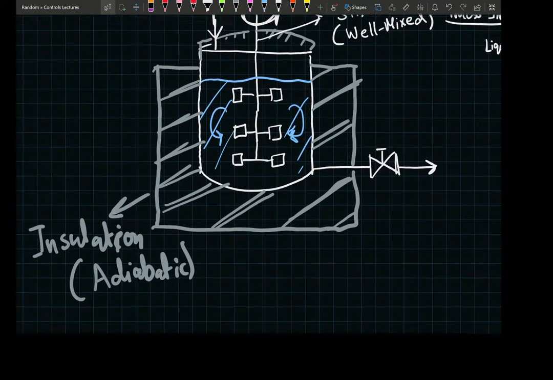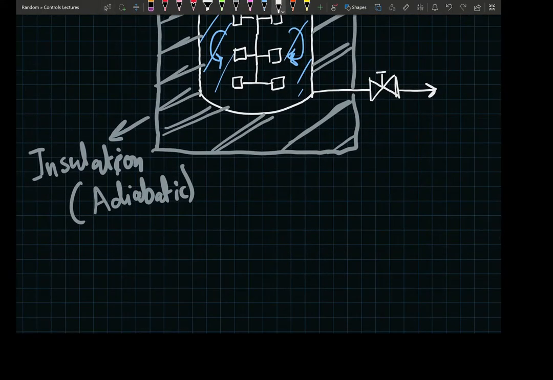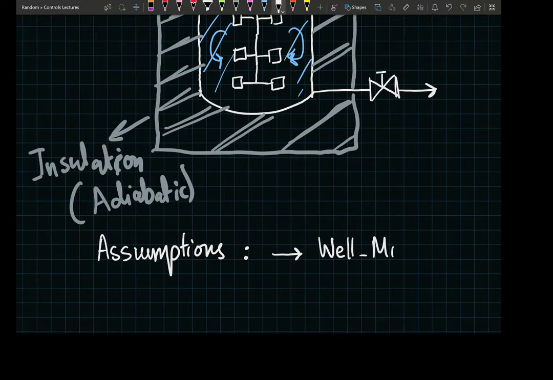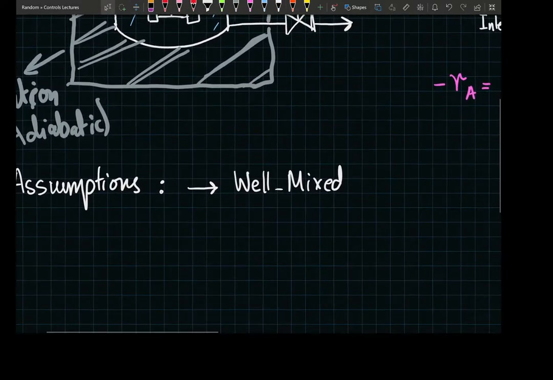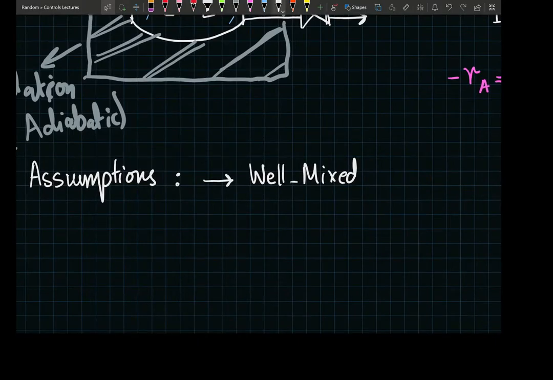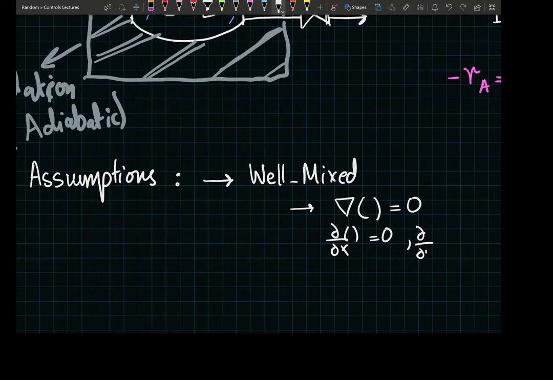Since we're really good engineers, we're going to start off by explicitly listing our assumptions. Our first assumption is that we have a well-mixed system. For anyone who does not remember, the well-mixed system implies that all the spatial derivatives, the gradient, are equal to 0.